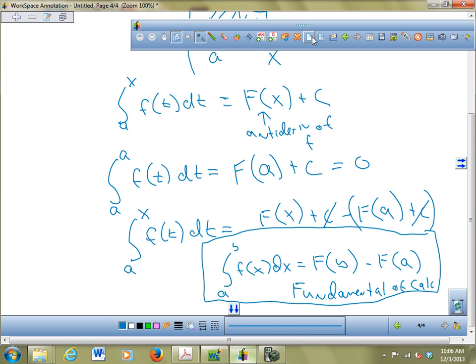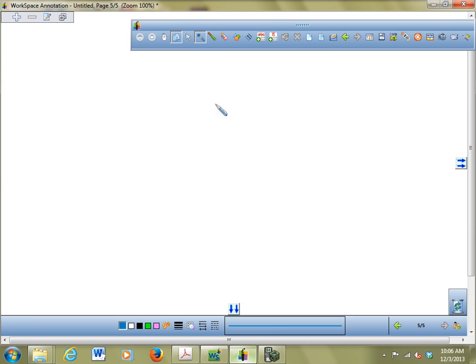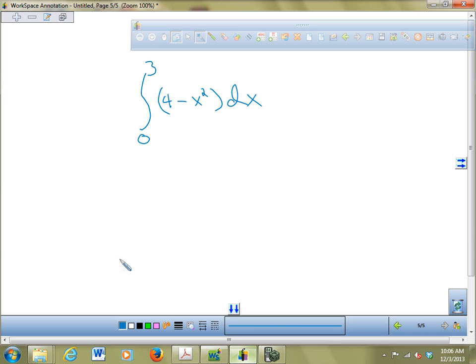So going back to that example problem that we did with the graphing calculator, now I want to find the integral from 0 to 3 of 4 minus x squared dx. Let's find this without a graphing calculator. What's the antiderivative of 4 minus x squared?